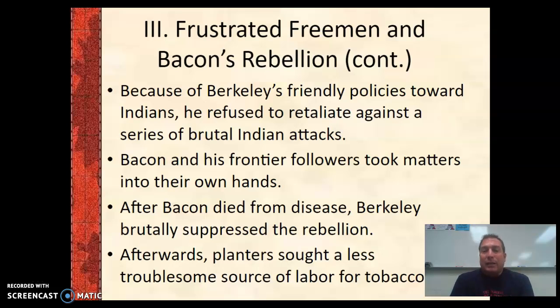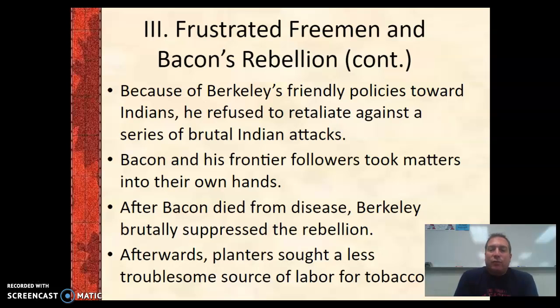Bacon also would like to become part of the upper elite inside Virginia, and so he leads a revolution. He leads all these indentured servants, slaves, to attack Jamestown, and then he dies midway through that rebellion. And afterwards, Governor Berkeley, with the planters, is going to horribly suppress the indentured servants, and they're going to be very much looking at that as a bad working source.